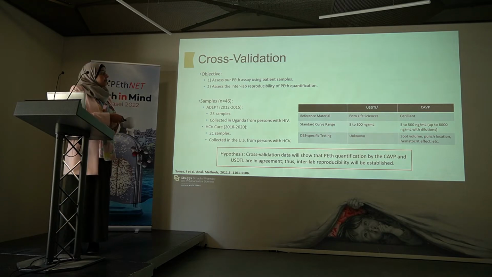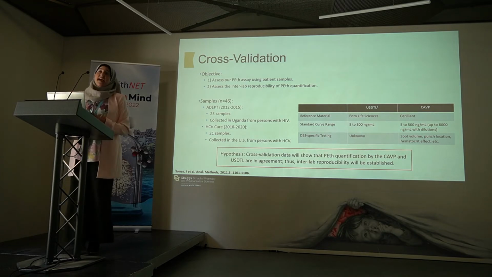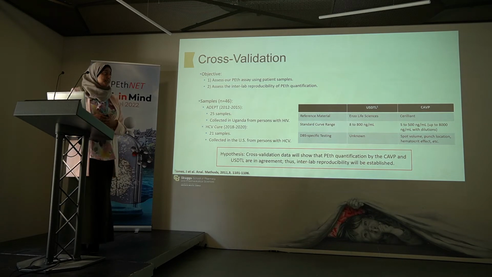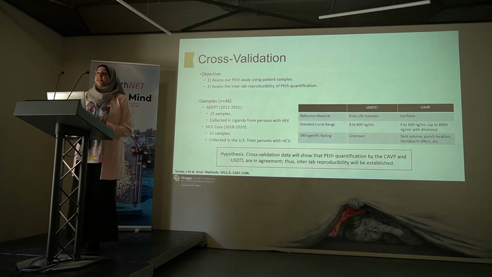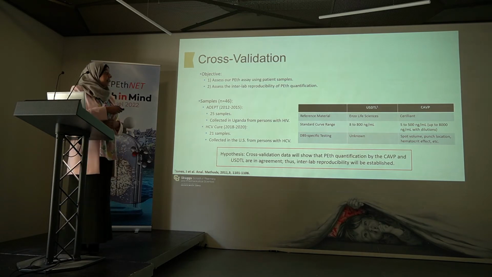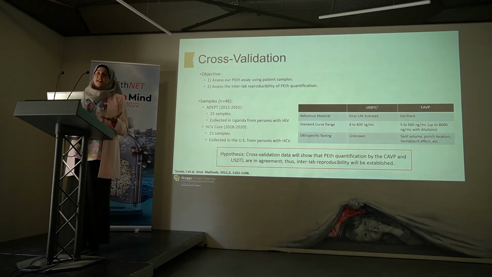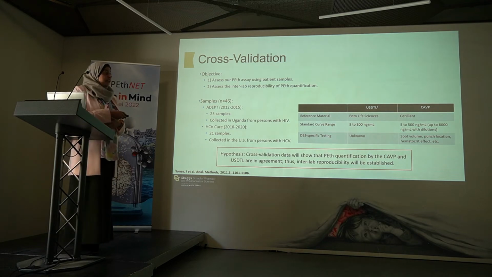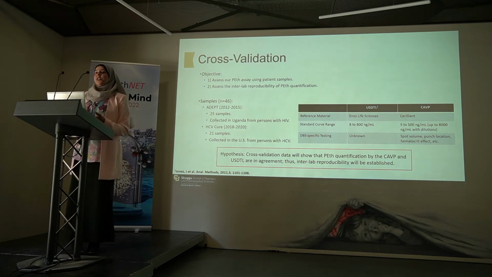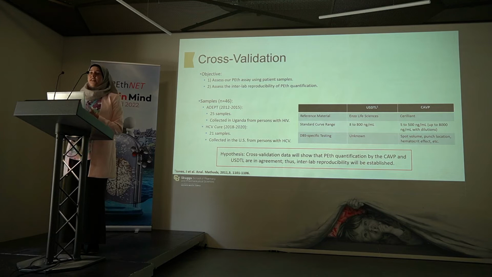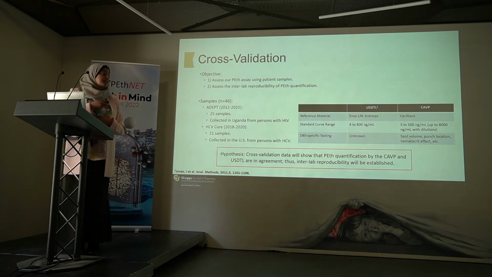In addition, this table here is showing some differences between the assays that our lab has and the USDTL has. So for the reference material, they utilize Enzo Life Sciences, whereas we utilize Cerilliant. For the standard curve, theirs goes from 8 to 800 nanograms per mil, and ours goes from 5 to 500. But again, we can quantify up to 8,000 with those dilutions. And it is unknown to us through the publication of the USDTL's method whether they did any DBS-specific testing, whereas we did assess for some of those factors.